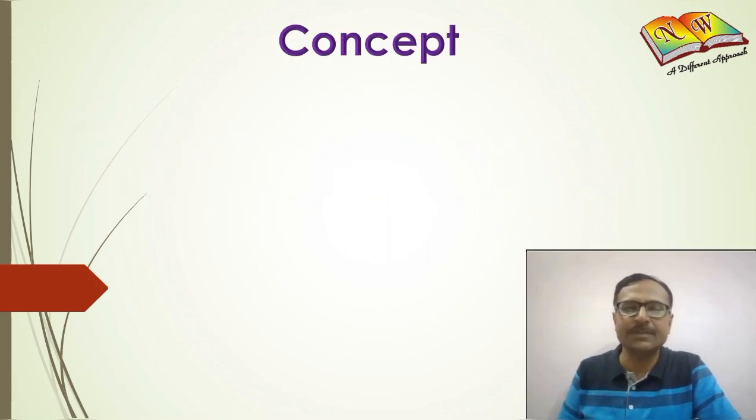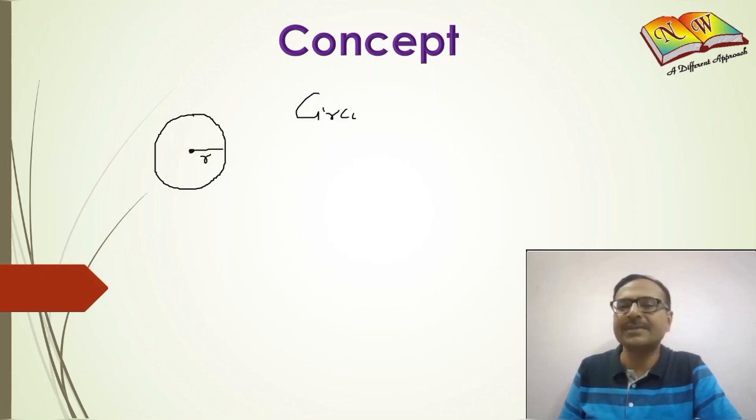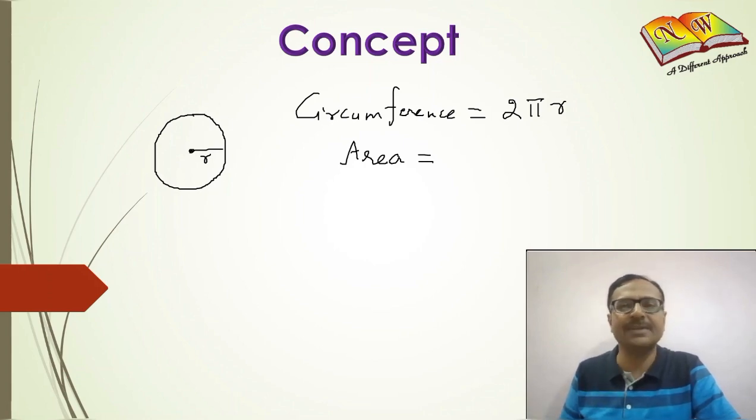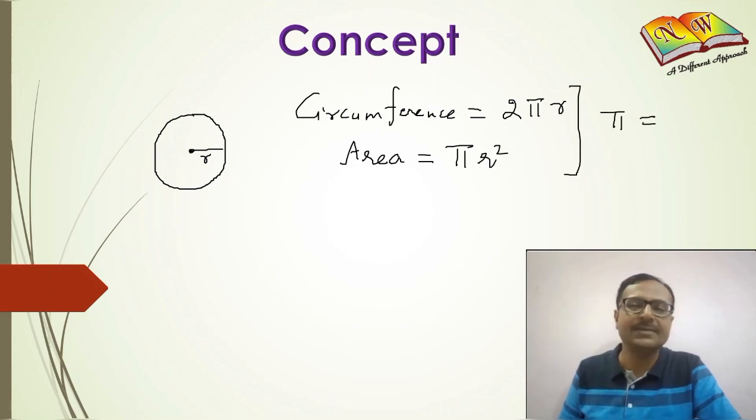Let's understand this concept. If you have a circle whose radius is r, then the circumference, or the length of the boundary of the circle, is given by the formula 2 pi r. The area of this circle, that means the amount of space on the surface of this circle, is given by pi times r square, where pi is a constant, approximately 22 upon 7. In terms of decimals, it is written as 3.14.